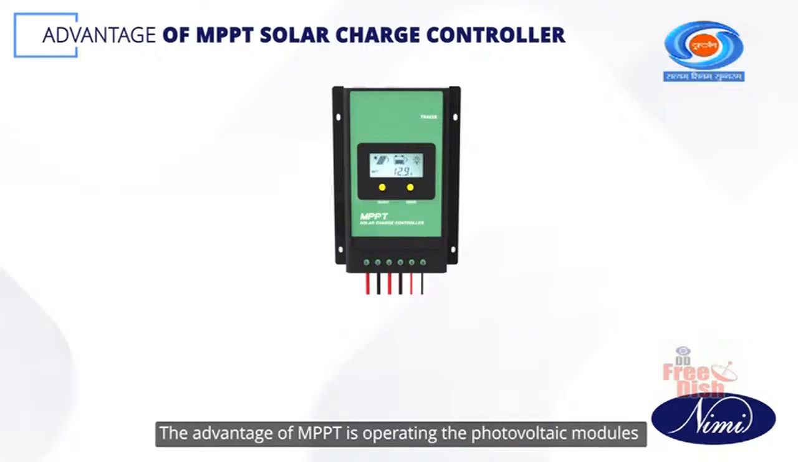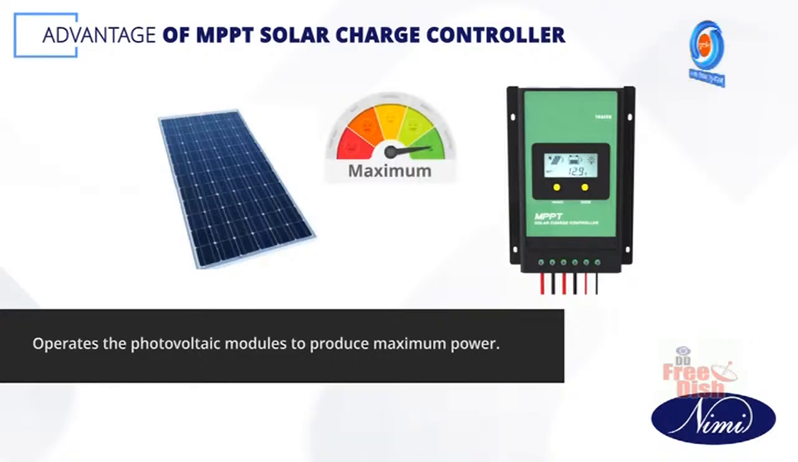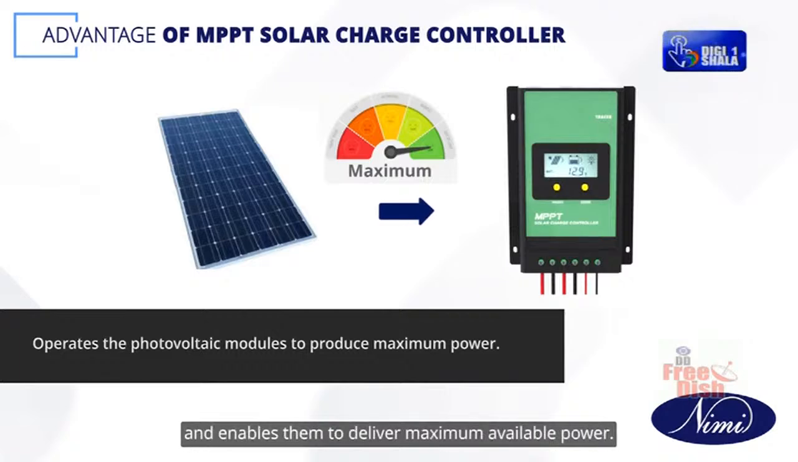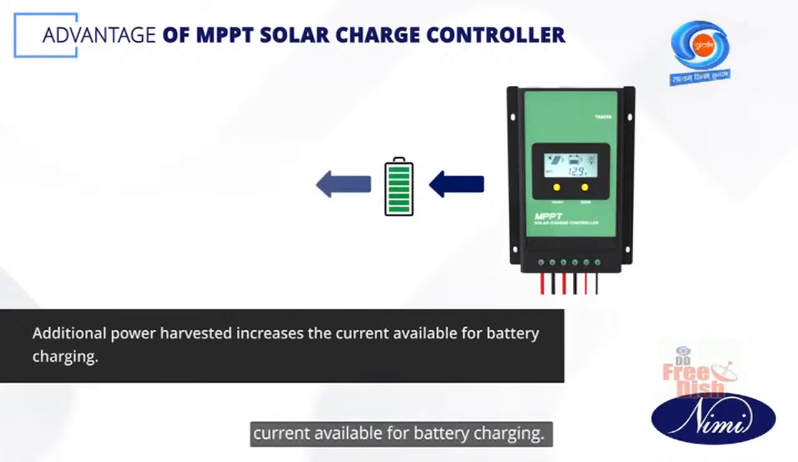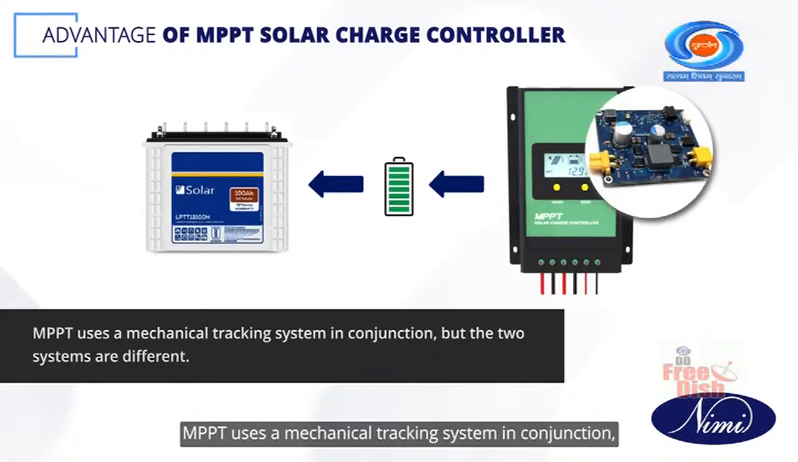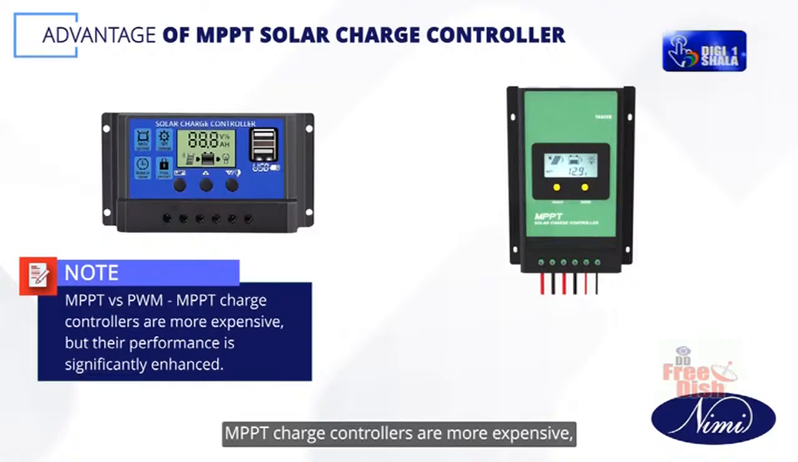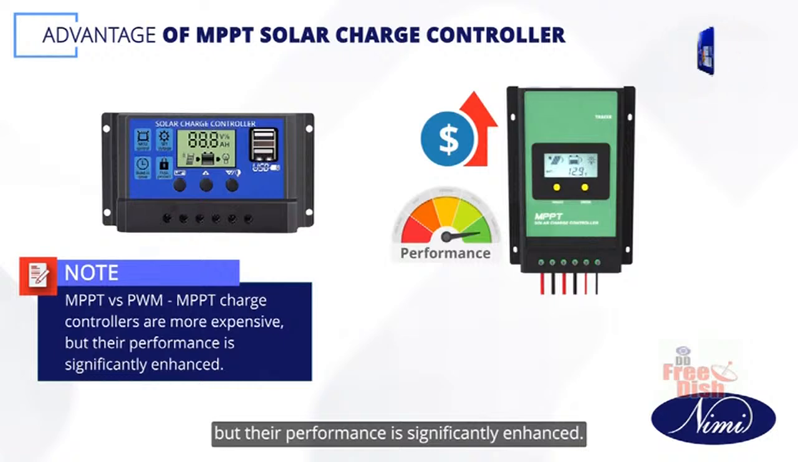The advantage of MPPT is operating the photovoltaic modules to produce maximum power. It varies the electrical operating point of the modules and enables them to deliver maximum available power. The additional power harvested increases the current available for battery charging. MPPT can be used in conjunction with a mechanical tracking system, but the two systems are different. Compared to PWM controllers, MPPT charge controllers are more expensive, but their performance is significantly enhanced.